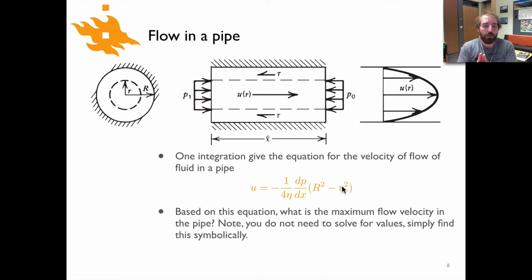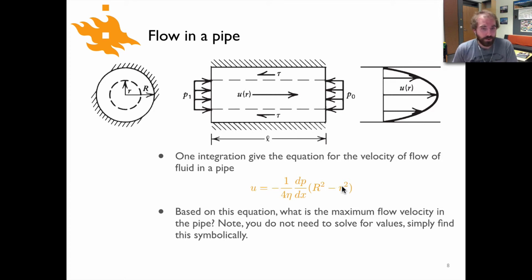Now, if you look at this equation, what would you say is the maximum flow velocity in the pipe? This is something you can calculate, and you don't need to plug in numbers or anything like that. I just want you to try and calculate this symbolically. So go ahead and pause the video and see what you calculate for the maximum flow velocity in the middle of this pipe.